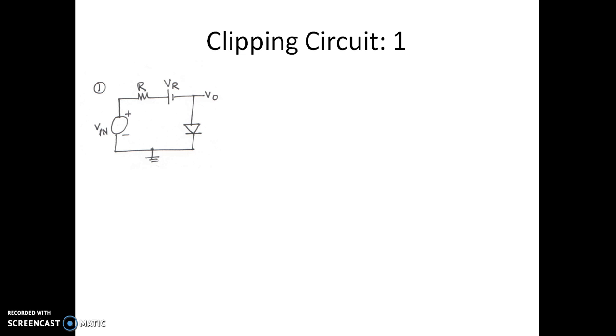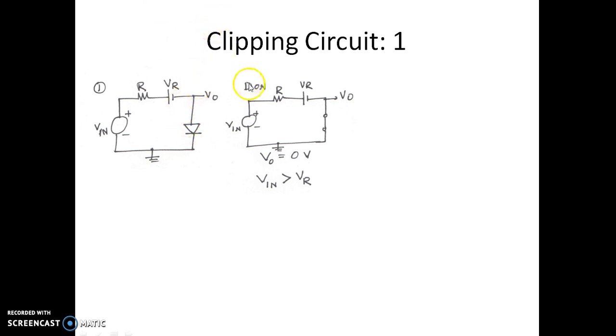To analyze this wave shaping circuit, let us find the equivalent circuit of this clipping circuit when the diode is on and off. In the first case, let us consider when the diode is on. If D is on, it is represented by a short circuit. The output voltage is the voltage at this point with respect to ground, because this short will be 0 volt.